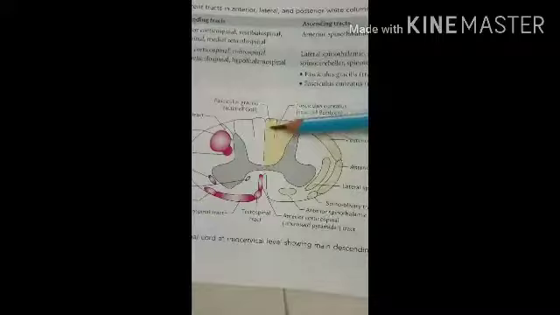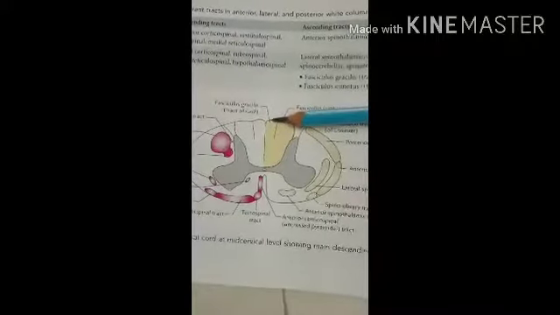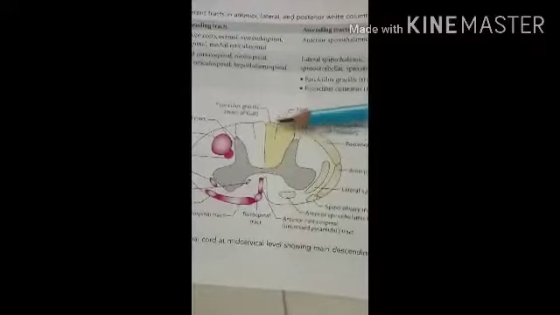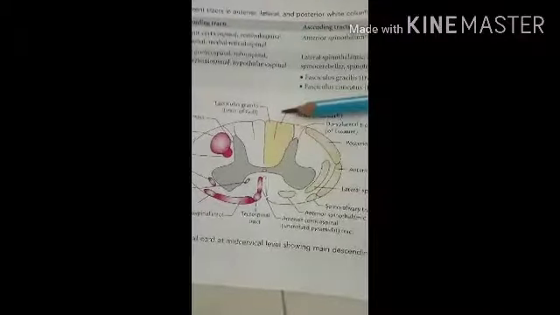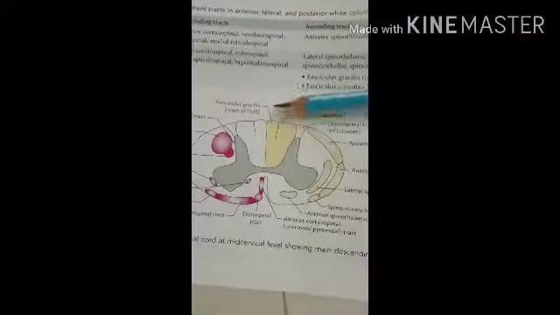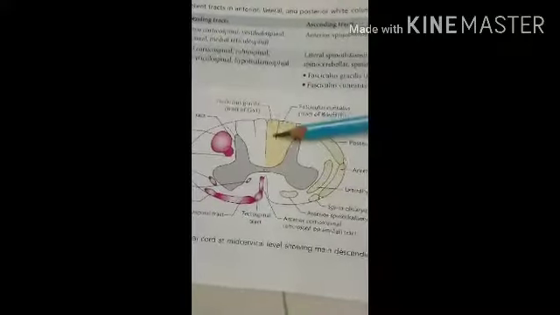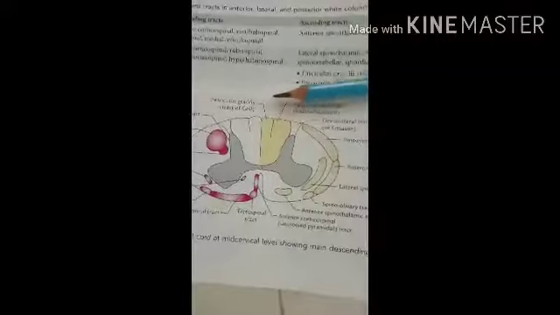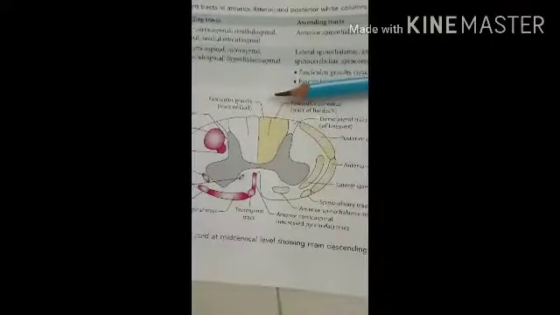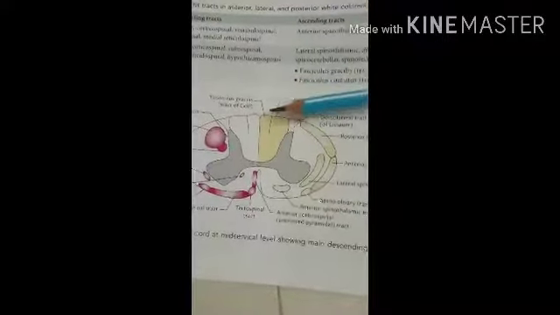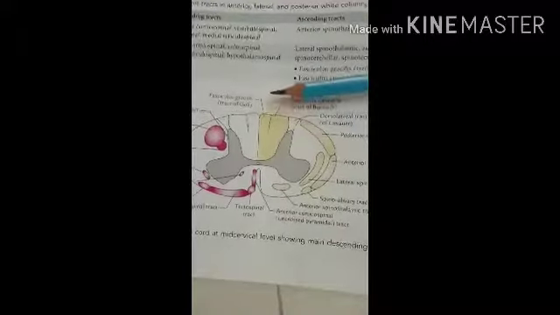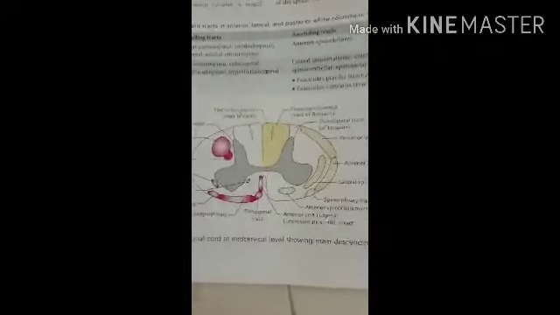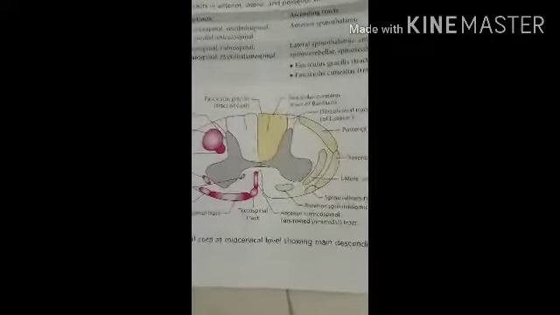You know that is the nucleus of the gracilis. Then it reaches the posterolateral ventral nucleus of the thalamus and ends in the area 3, 1, 2 of the cerebral cortex. The function is conscious proprioception, discriminatory touch, vibratory sense, and stereognosis. So that is the function which is done by the fasciculus gracilis.